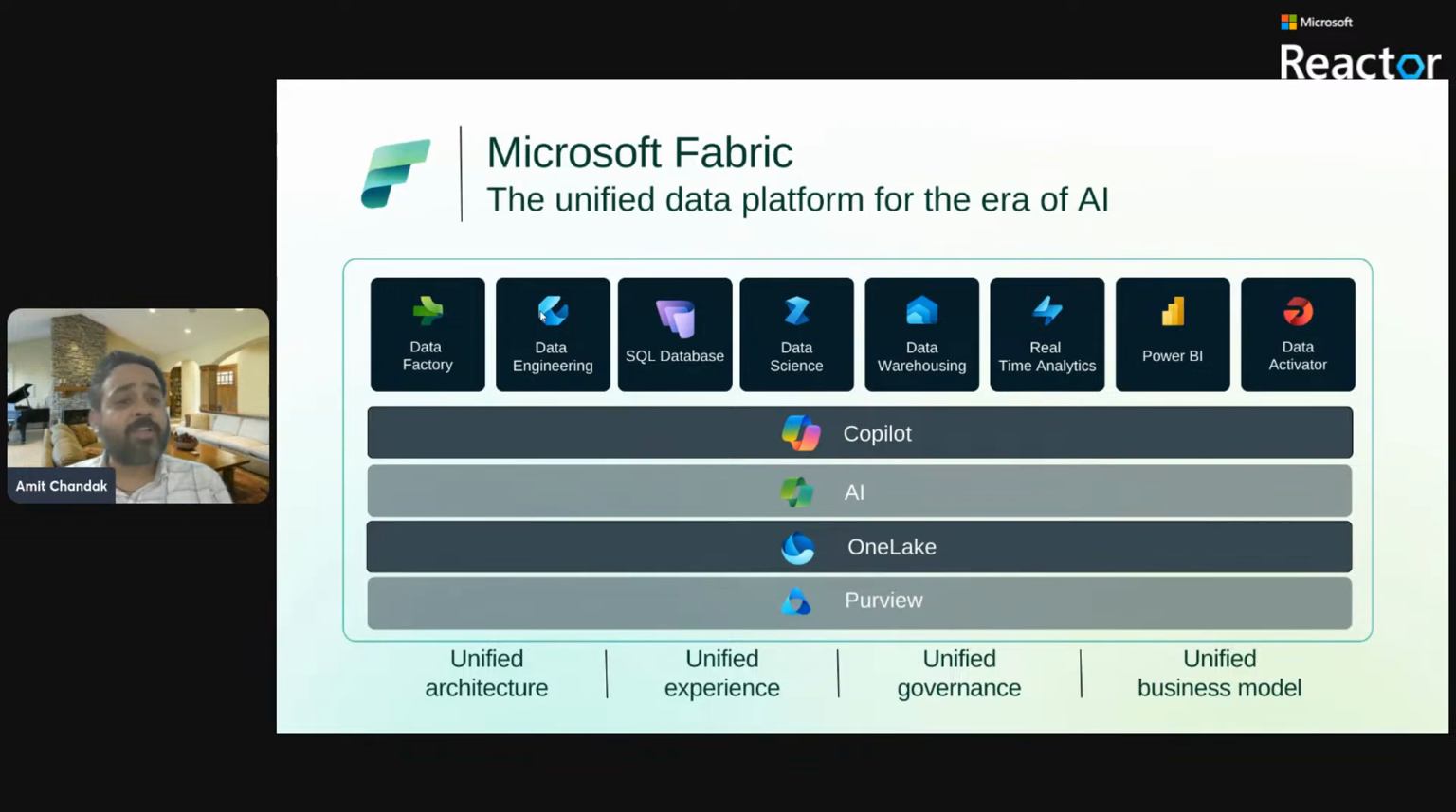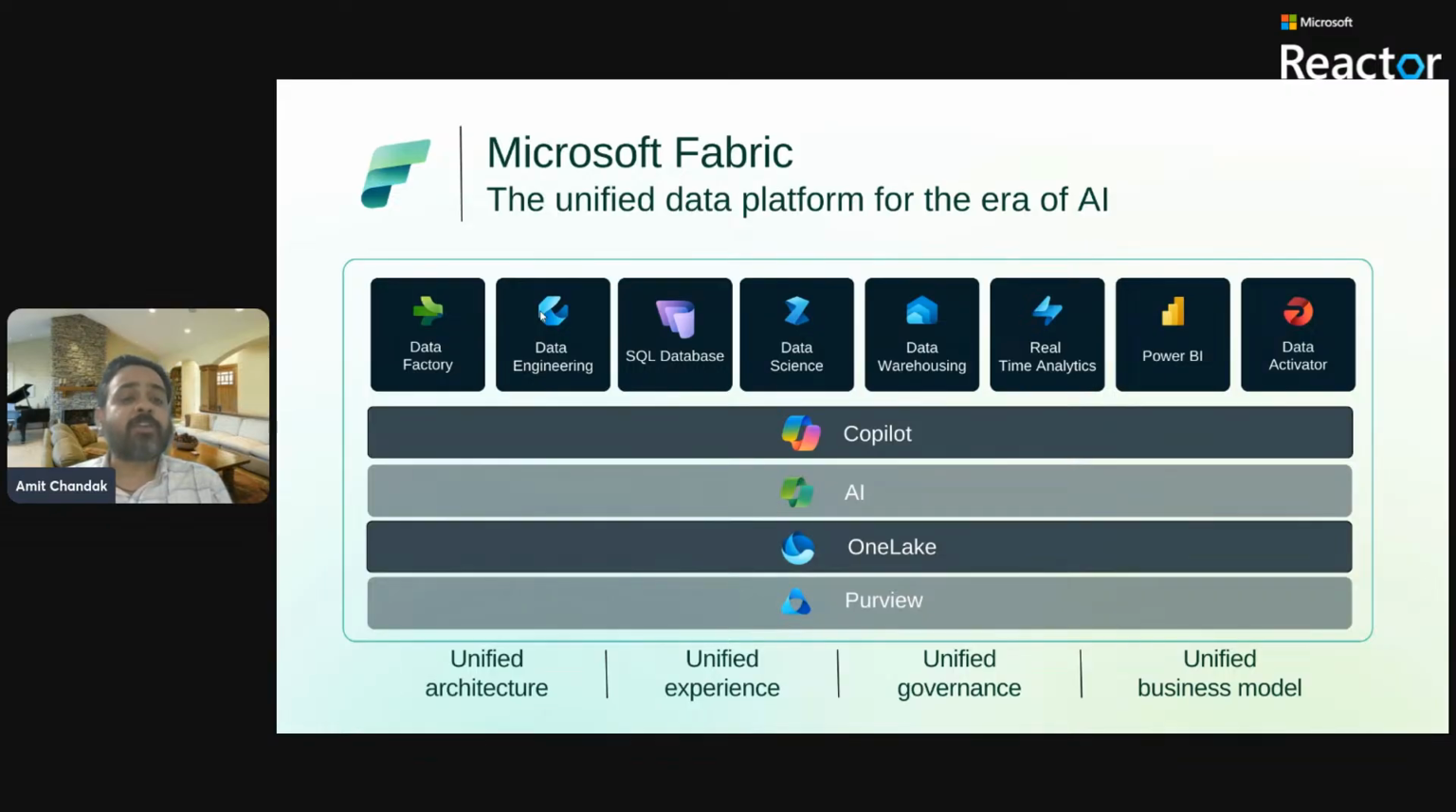When we talk about real-time analytics, we have Eventhouse here, we have Kusto DB, a similar thing in Azure. Power BI is the tool of choice for the last 10 years. We are celebrating the 10th anniversary next month. And then Data Activator, real-time analytics, we have similar things. So what is the difference Microsoft Fabric is bringing in?